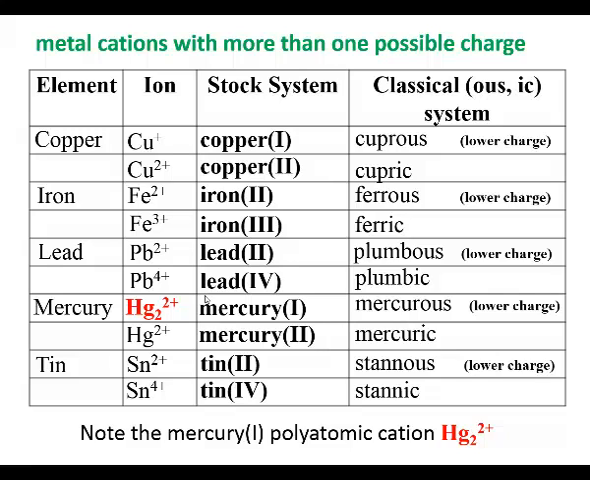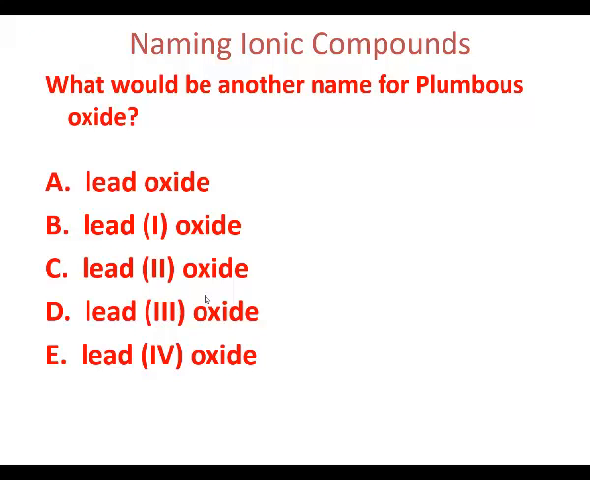Let's try looking at a compound of lead. So I read on a bottle in the stockroom that I have plumbous oxide. So I'm trying to remember what that compound would be with the modern stock system. So if I have the ending us, ask yourself, is that the lower common charge state or the higher common charge state? And what are the common charge states for lead again?